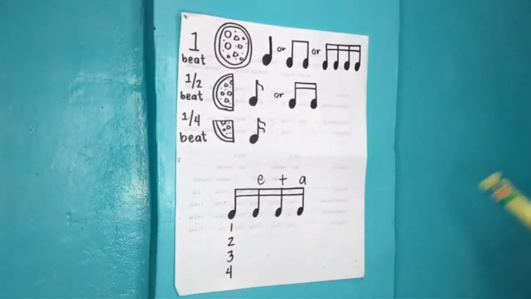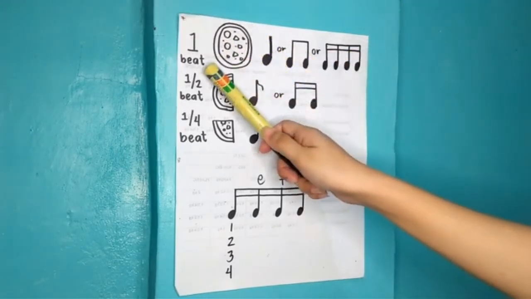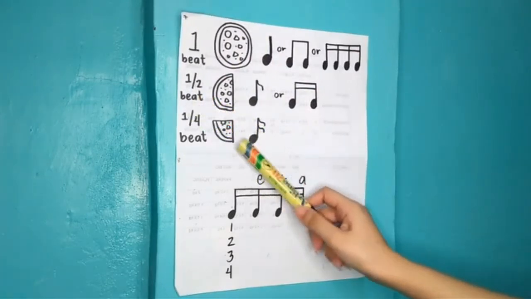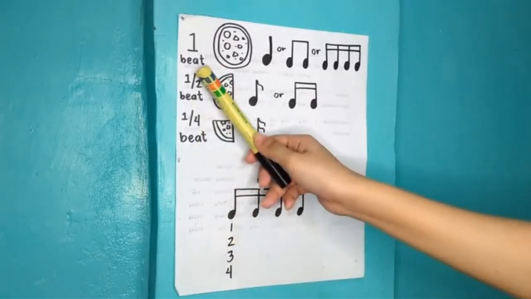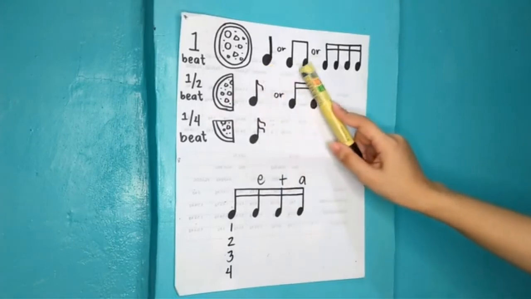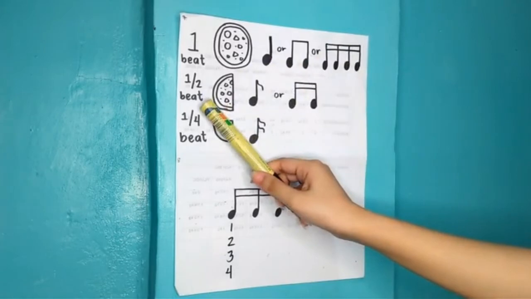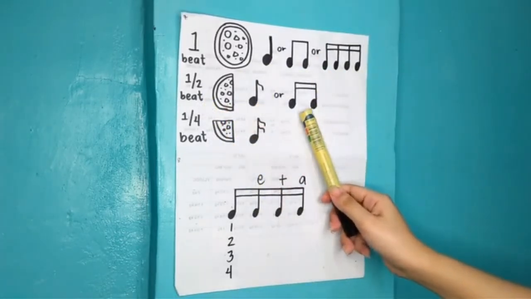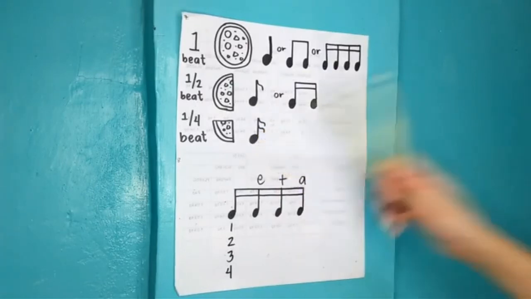For example, I have beats here. 1 whole pizza is equivalent to 1 whole beat. Half of a pizza is equivalent to 1/2 of a beat. And 1/4 of a pizza is equivalent to 1/4 of a beat. 1 whole beat can be written as a crotchet, or 2 quavers, or 4 semiquavers. 1/2 of a beat can be written as a single quaver, or 2 semiquavers. And the 1/4 beat will be a semiquaver.